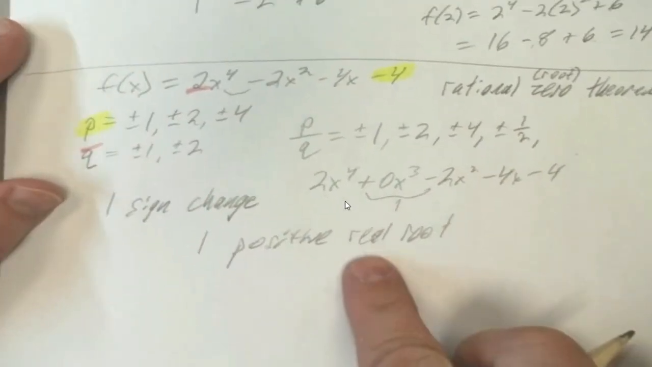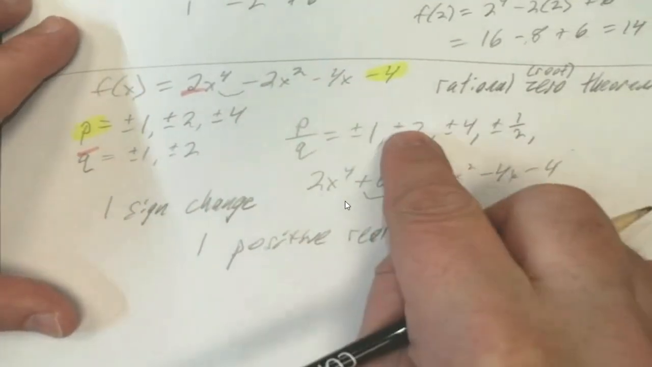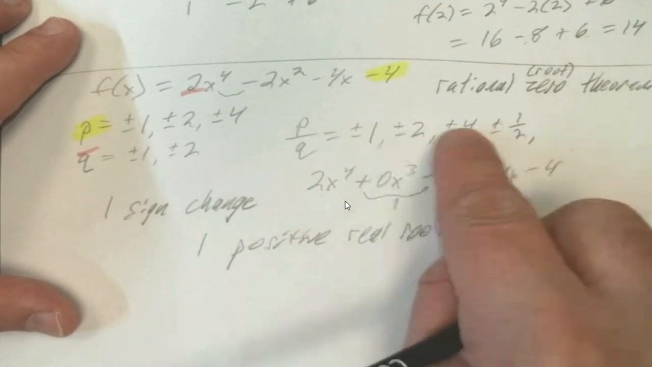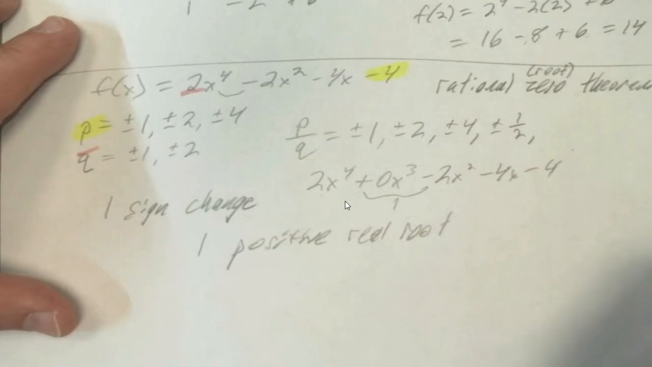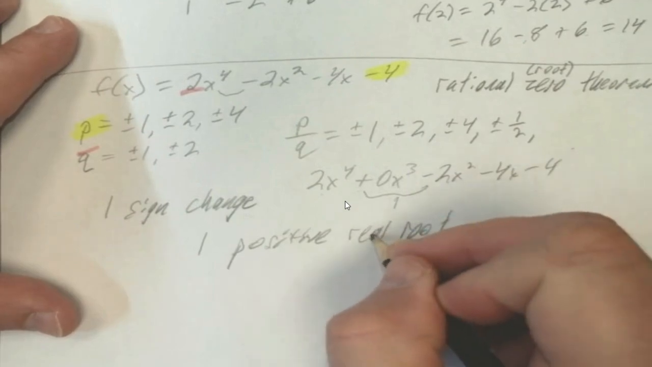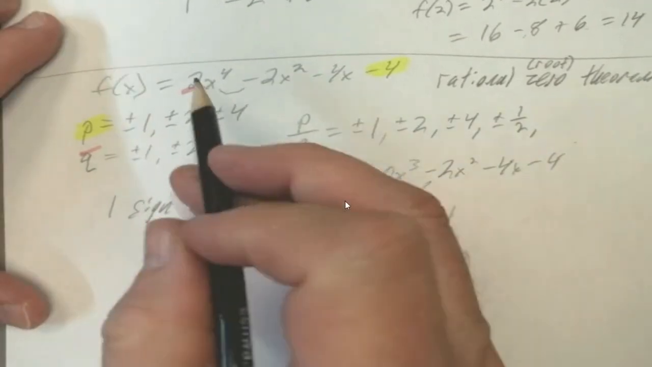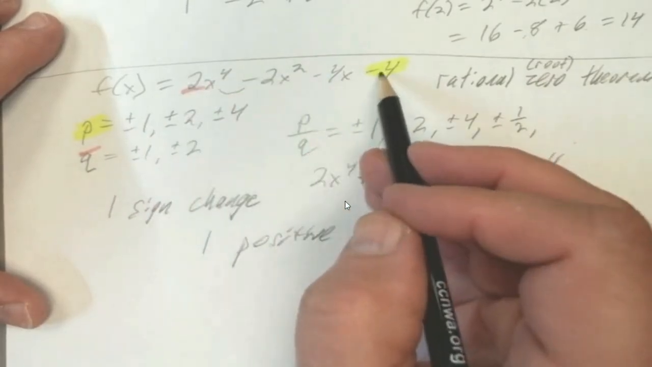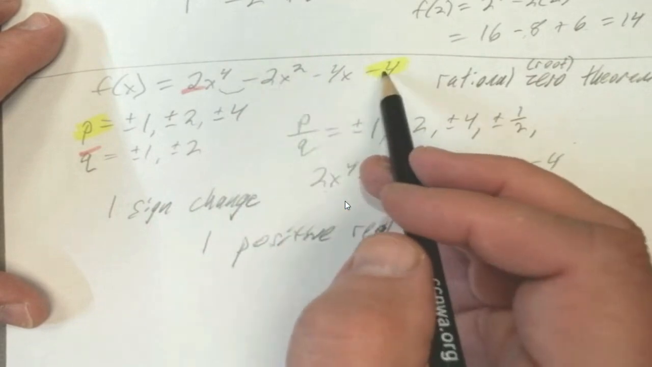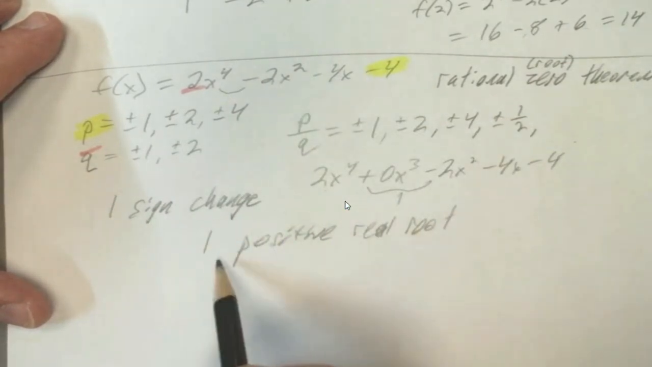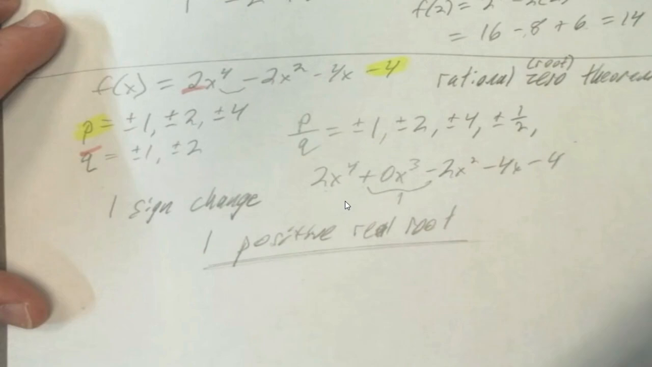There's one positive real root. So if we find out that 2 is a root, we don't have to check the other ones, 4 and 1/2. Now, there may be some negative ones, but Descartes says the number of times that the sign changes, which only changes once from a positive to a negative, then it stays negative, is how many positive real roots there are.